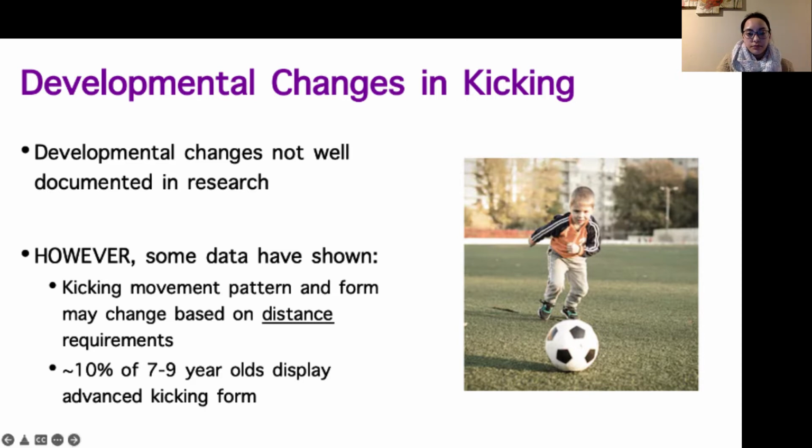Current or previous research has shown that kicking movement patterns and form may change based on distance requirements. So from a dynamical system standpoint, distance would act as a control parameter, which would influence the coordinated kicking pattern that results from whatever the distance demands are.